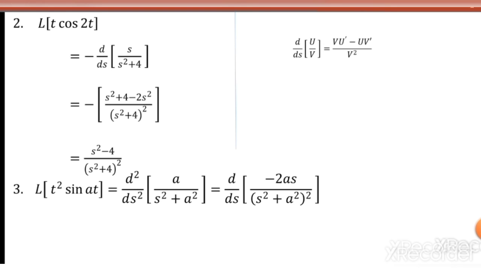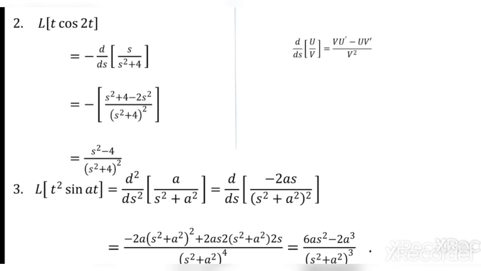So once differentiated, the derivative is minus 2as by s square plus a square the whole square. Again differentiate: denominator square, again s square plus a square the power 4, minus 2as into denominator s square plus a square the whole square into derivative of numerator minus 2a, minus of minus 2as, that is plus 2as into derivative of denominator, 2 times s square plus a square into inner term, that is s square plus a square, whose derivative is 2s, that's why it is 2s into 2as into 2 times s square plus a square.